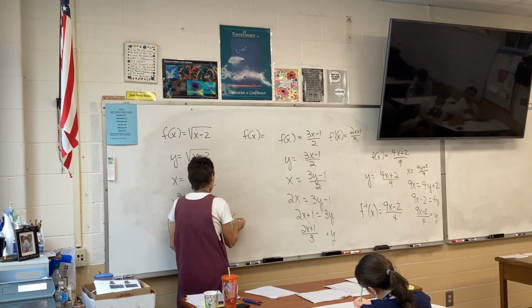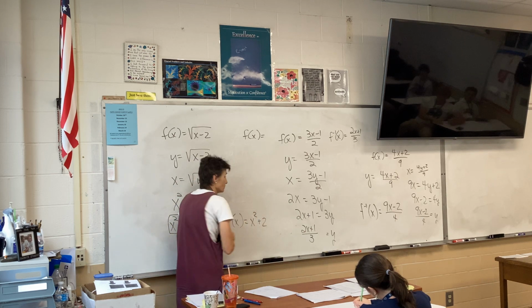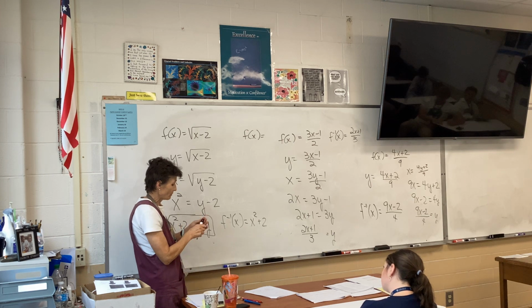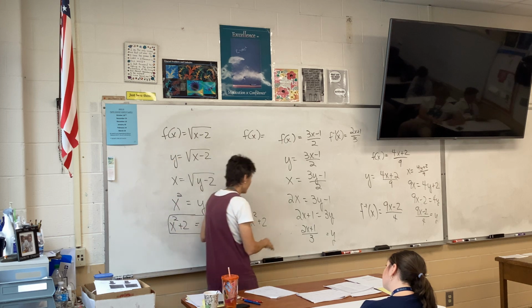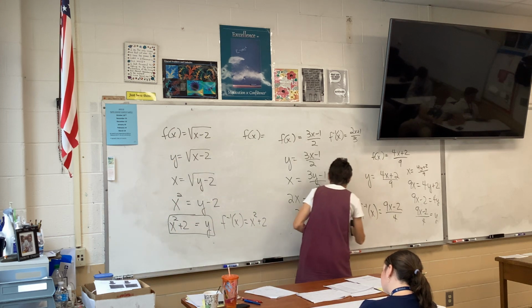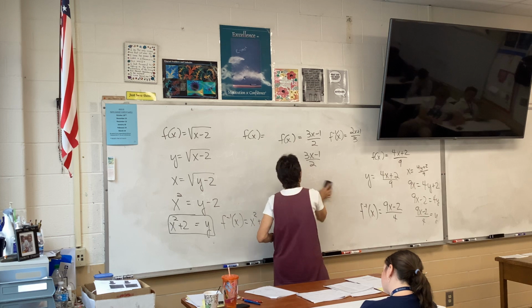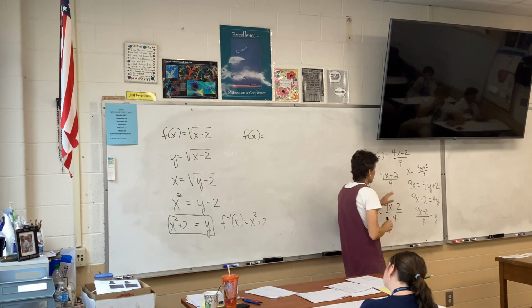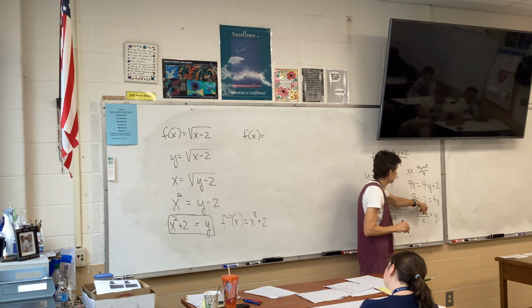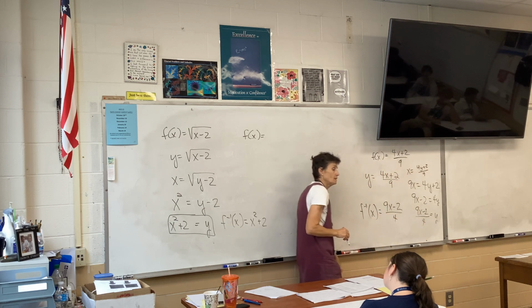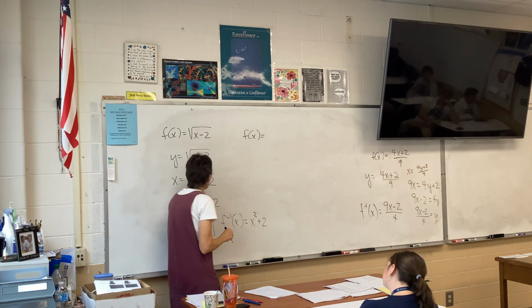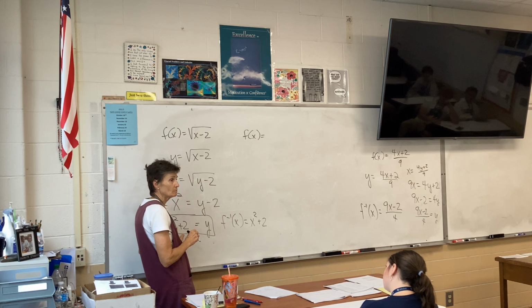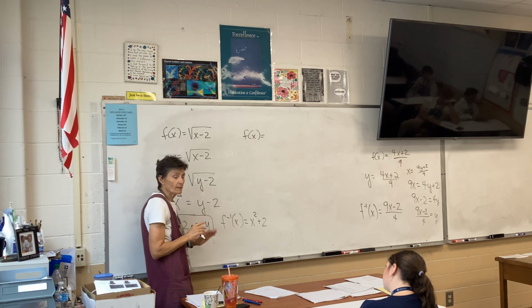So my inverse is x squared plus 2. After you switch your variables, you have to do whatever you have to do to get y by itself. So for Eli, that was times by 9, subtract 2, and divide by 4. For this problem, it was square both sides to get rid of the radical, and then add 2. Do whatever you gotta do to get y by itself.